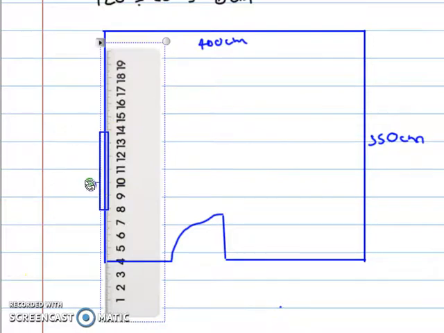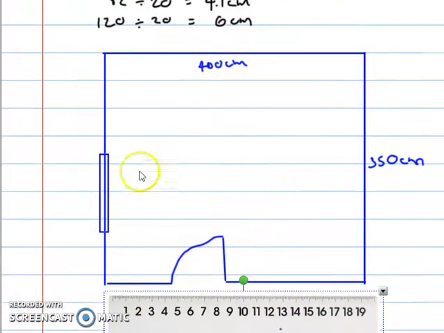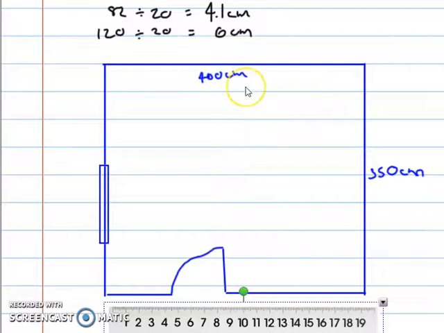So what you can see is I've done it to scale. I've done my room to scale. I've done a window to scale. I've done a door to scale. It's all done to scale. And when you do yours, you're going to put furniture in there, and you're going to make sure they're all to scale as well.